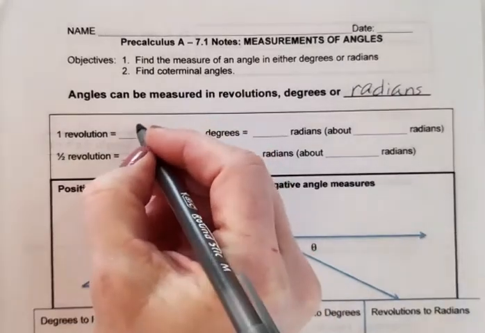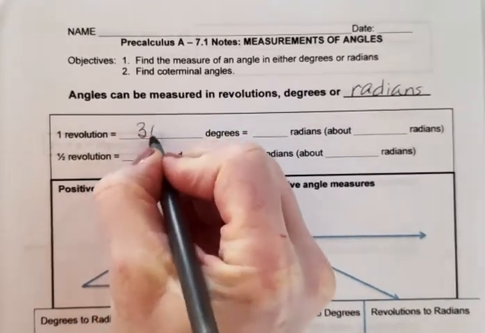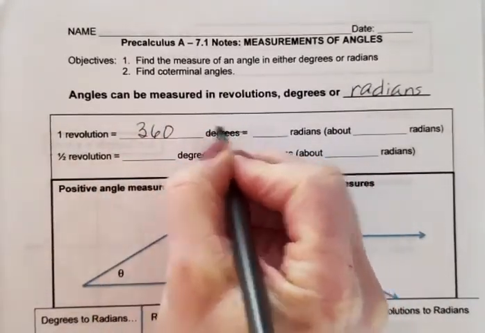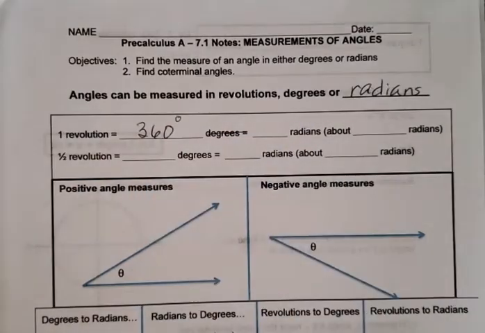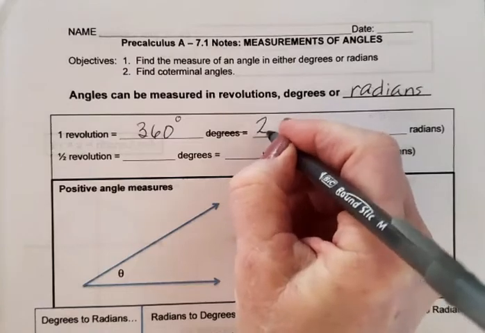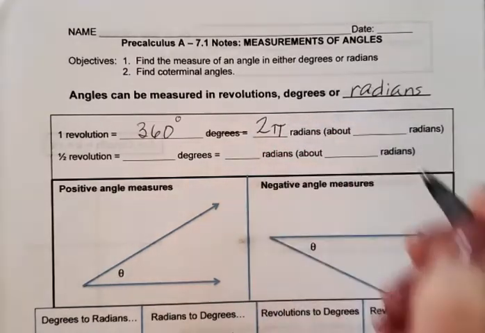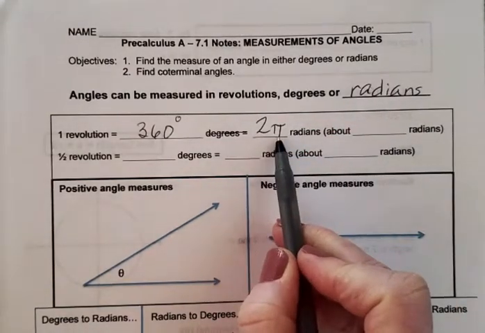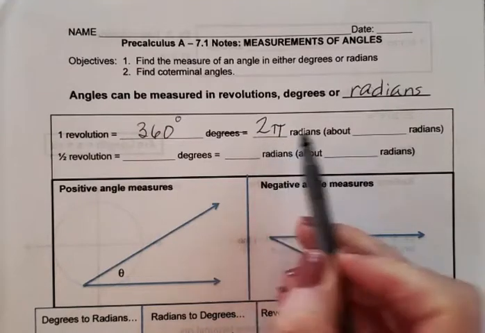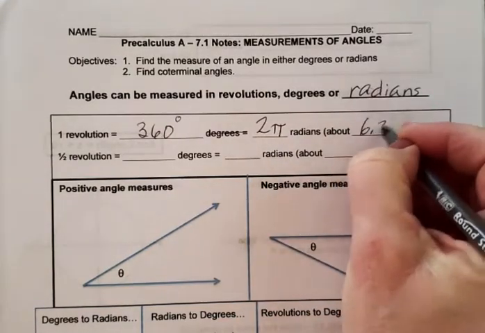One revolution is known as 360 degrees. Now I put the word degrees there, but you also know this symbol to mean degrees. And 360 degrees is the same thing as 2 pi radians, and 2 times pi is 2 times about 3.14, so it's approximately 6.28 radians.